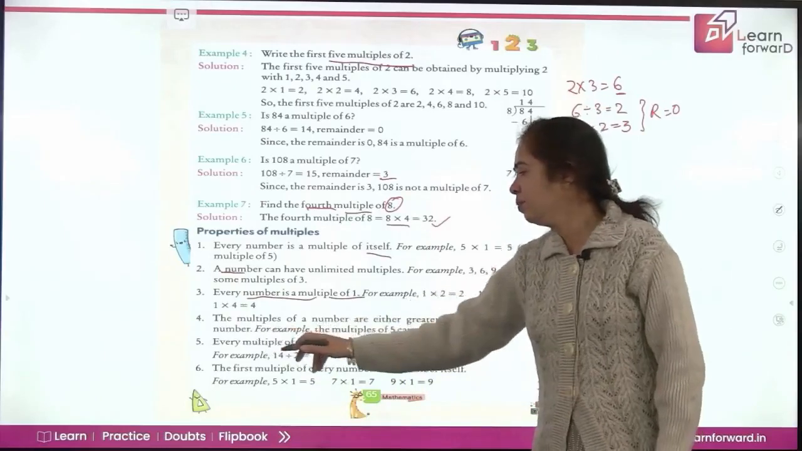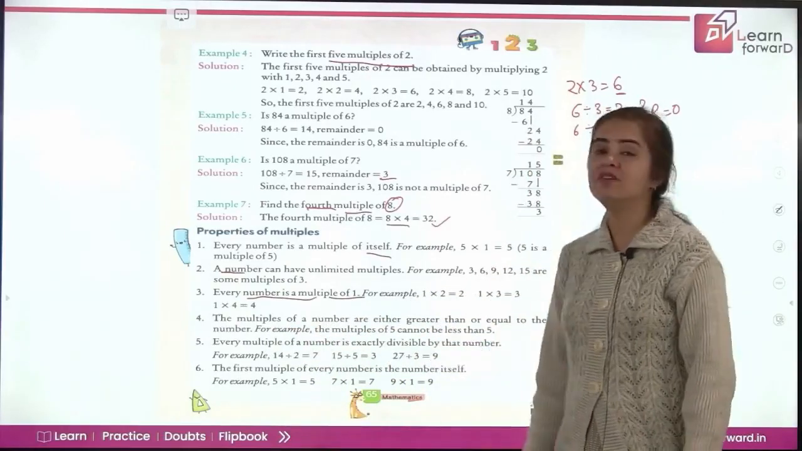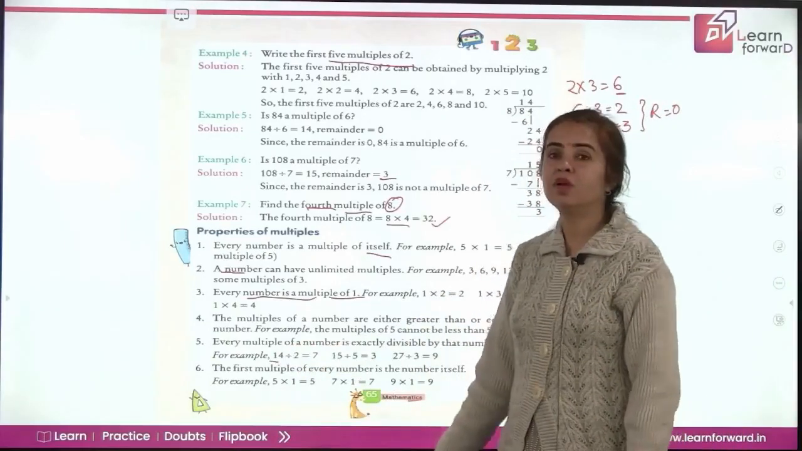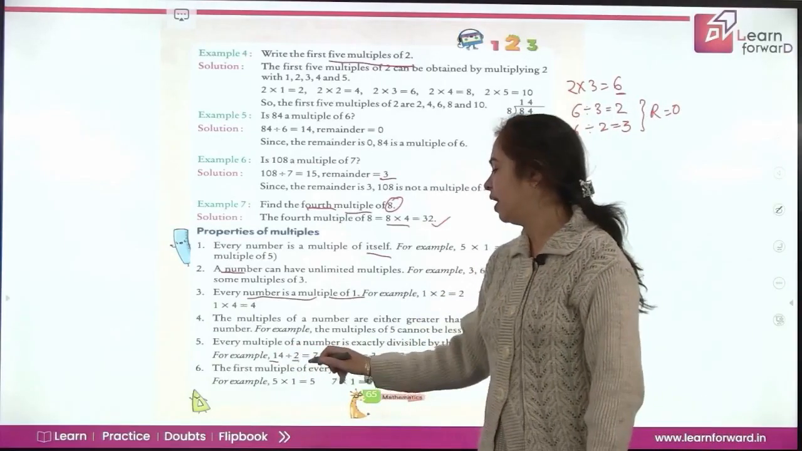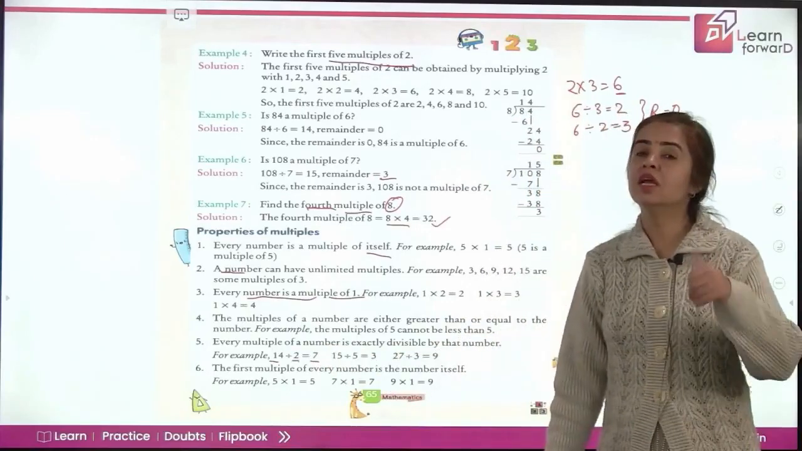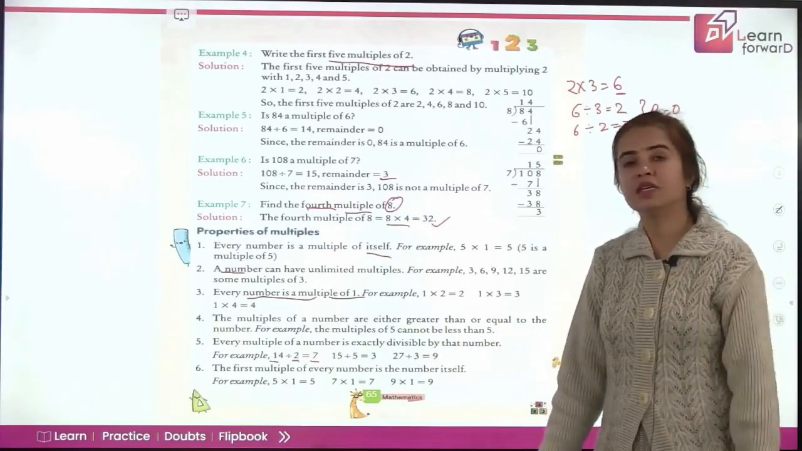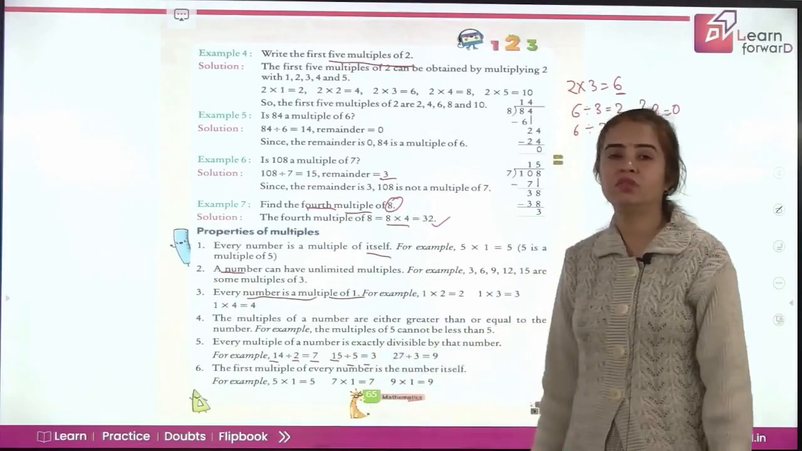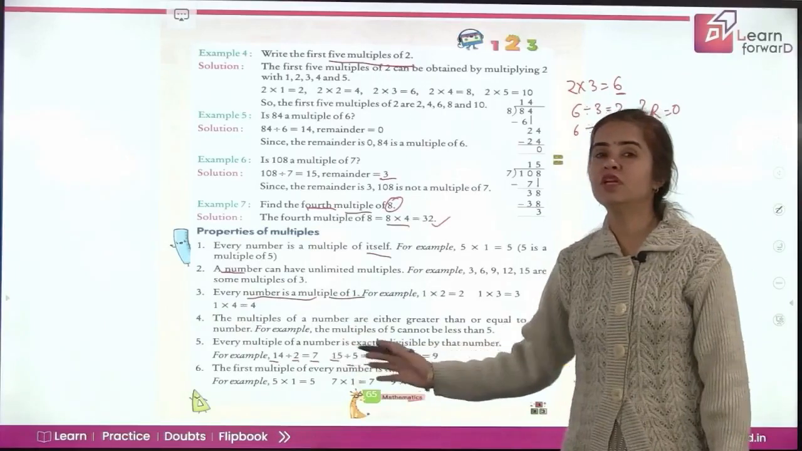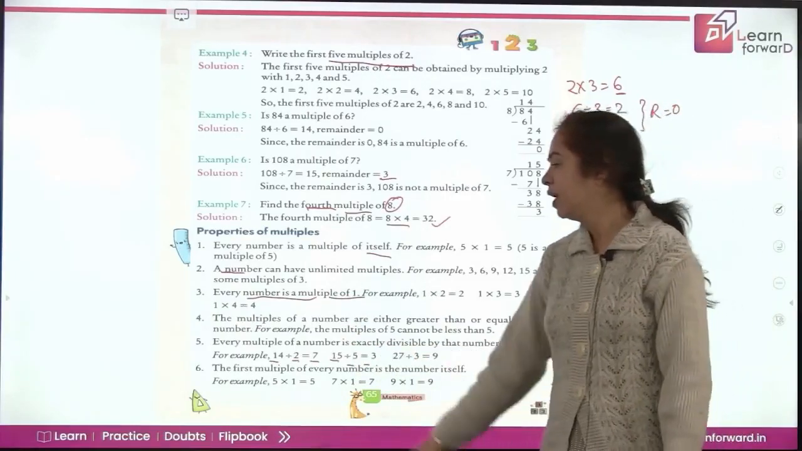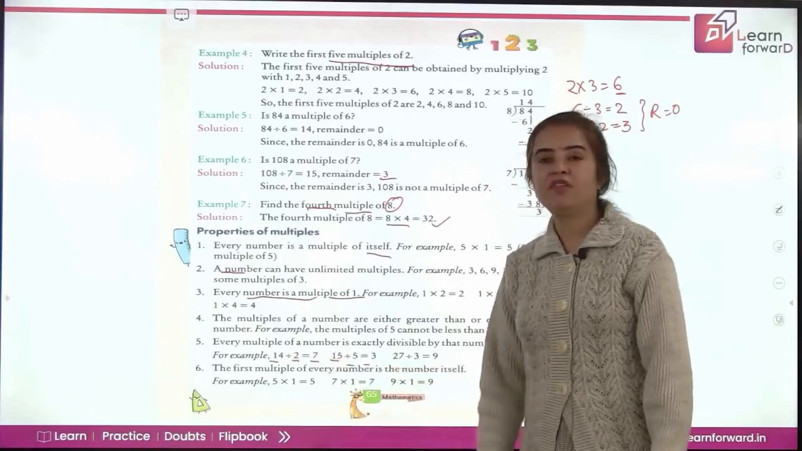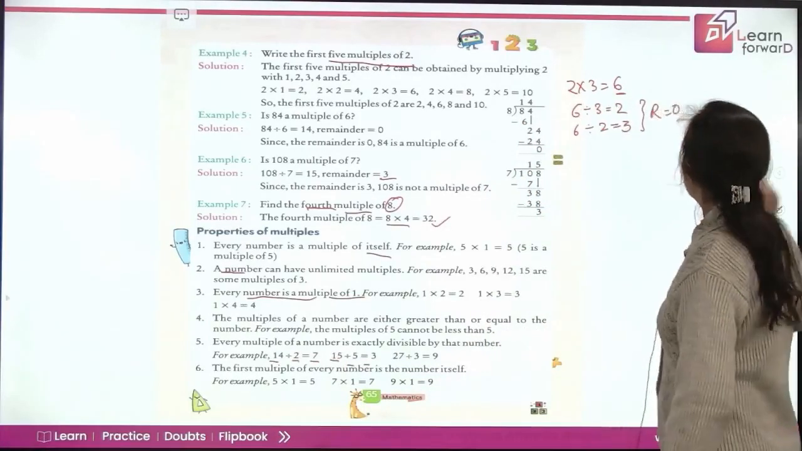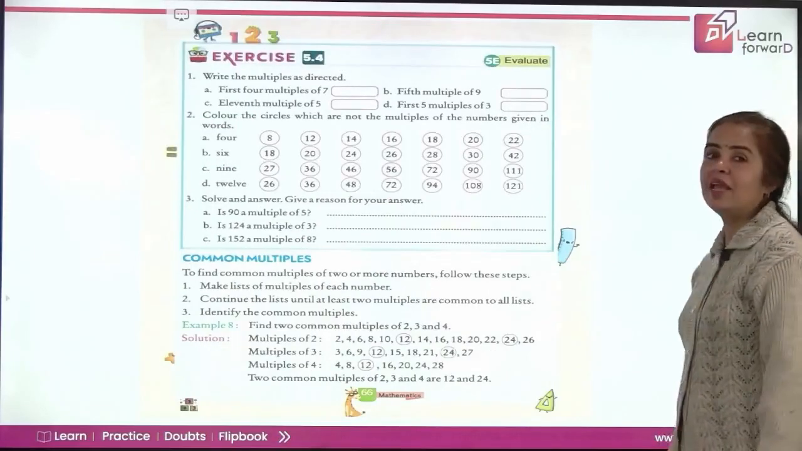Now, every multiple of a number is exactly divisible by that number. So if you have 14 as a multiple of 2, you will divide, and exactly divisible means remainder 0. That means it is a multiple. If you look at 15, you can divide it by 5 to get 3, remainder is 0. So we say 15 is a multiple of 5. The first multiple of every number is the number itself, because you multiply by 1 and you get the same number. Here's an exercise for you.